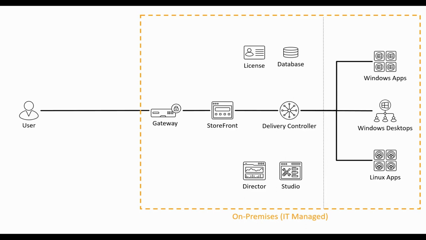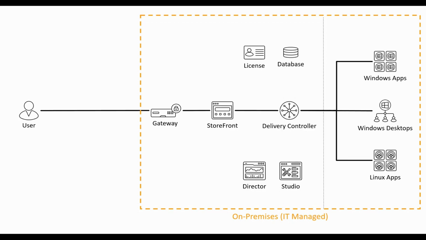So here's what your typical on-prem IT managed virtual apps and desktop environment is going to look like. The user accesses Gateway, which gives them that secure connection. We get to StoreFront to get a list of all of our resources, which contacts the delivery controller to figure out which resources you have access to. It authenticates you, and it delivers that resource to you via ICA. And then you have all these other components that support the environment: license server, database, and Director and Studio.